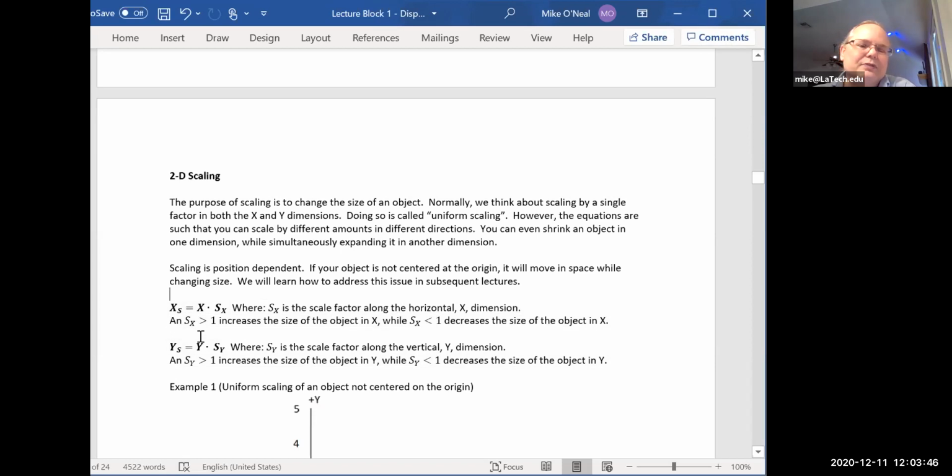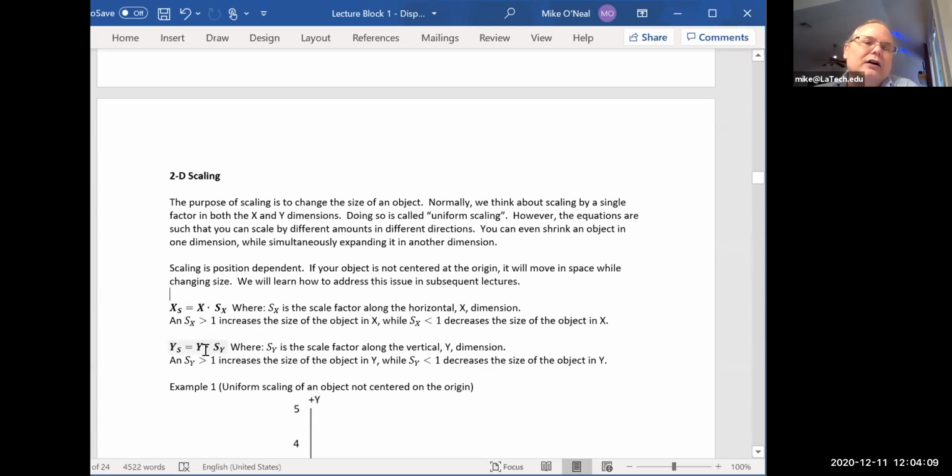And Y scaled is simply your Y value times your scale factor in Y. So the difference, right? Remember we just looked at translation, and instead of multiplication, it was addition. Well, for scaling, instead of addition, it's multiplication. That's the only difference.